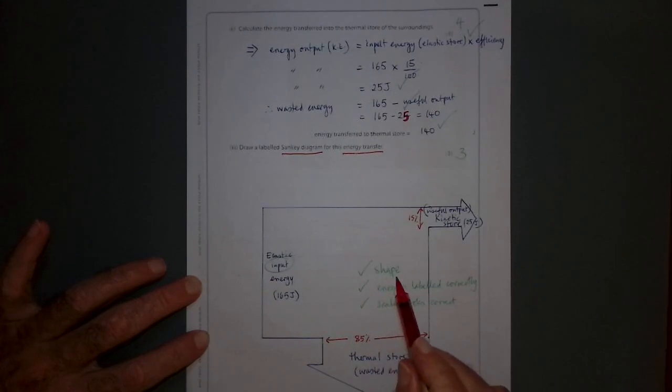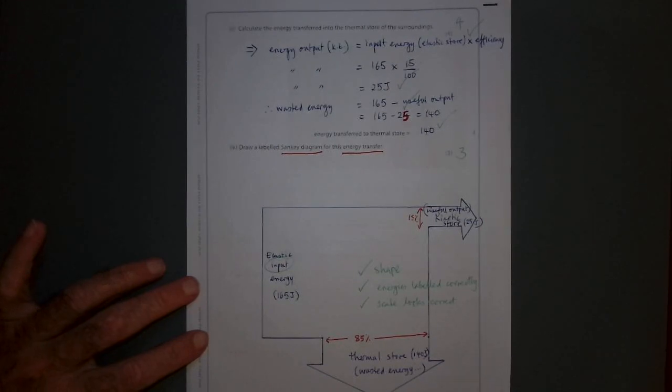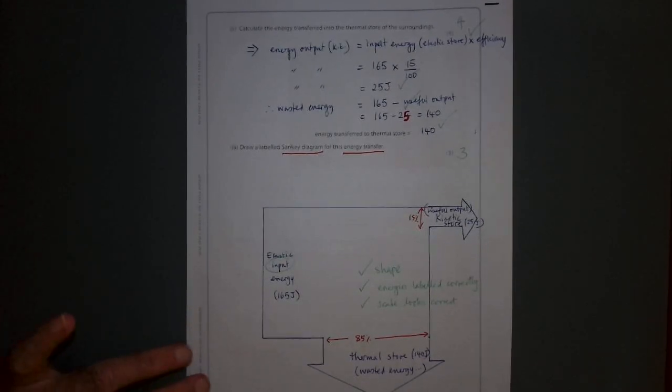So the shape must be correct for 1 mark. The energies must be labeled correctly for each of the 3 parts of it, and the scale should look correct to the eye. Okay, it doesn't have to be exactly correct for GCSE. Hope that makes sense. So that's the continuation of question 6.